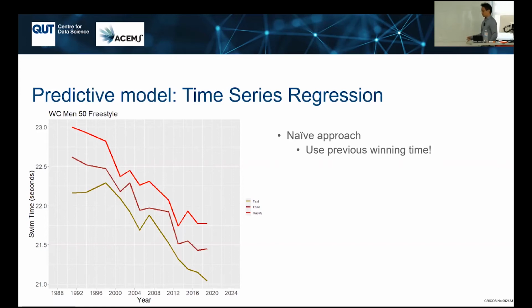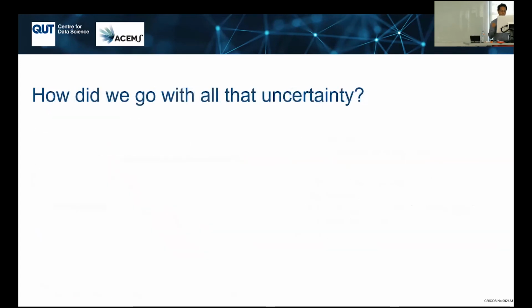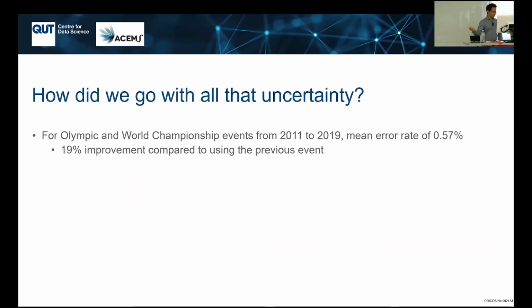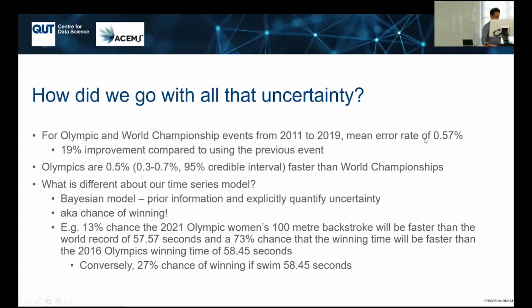The simplest approach, of course, is to use last year's winning time. But with this time series regression, with autoregressive and moving average terms, not only can we outperform that, but we can also capture the uncertainty, and more importantly look at things like the probability of winning. We got a mean error rate of roughly 0.5%, and a 90% improvement compared to the naive approach. One interesting finding was that the Olympics are on average about 0.5% faster than World Championships, so they are the premier event.